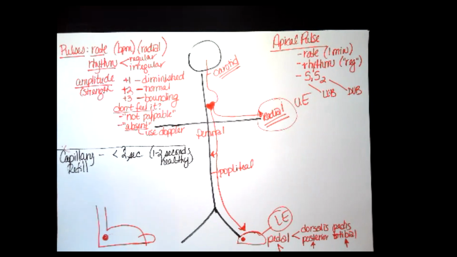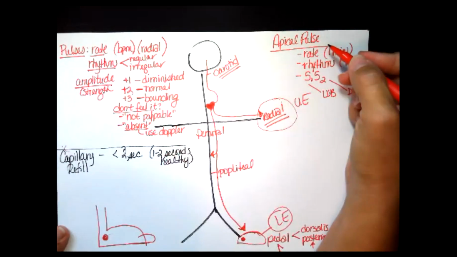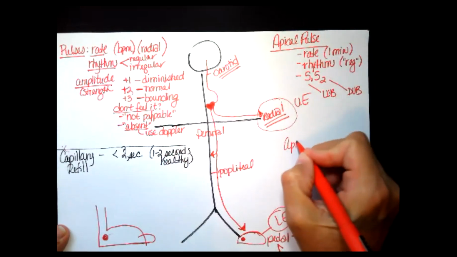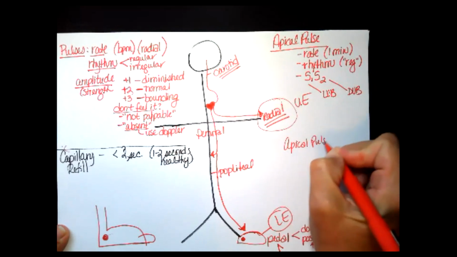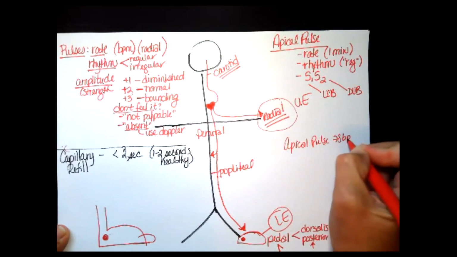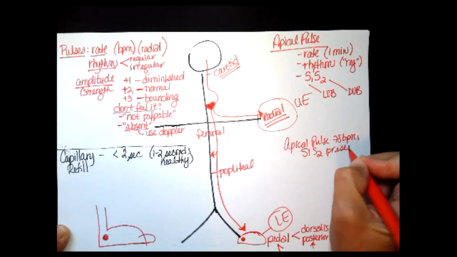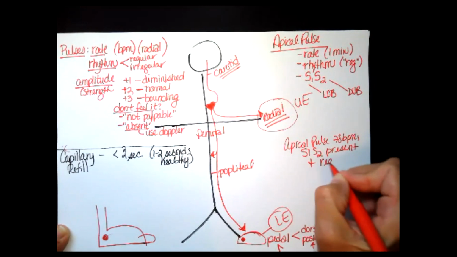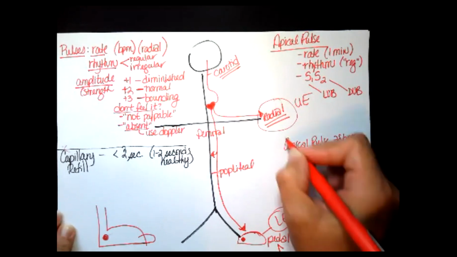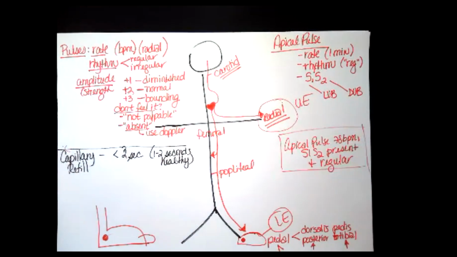So what I want you to chart for an apical pulse would be: apical pulse, 78 beats per minute, S1, S2 present, and regular. That would be like the perfect healthy heart right there. Okay. Questions?